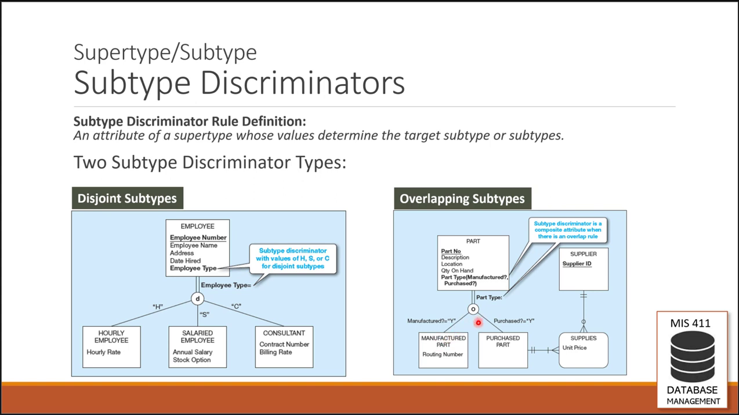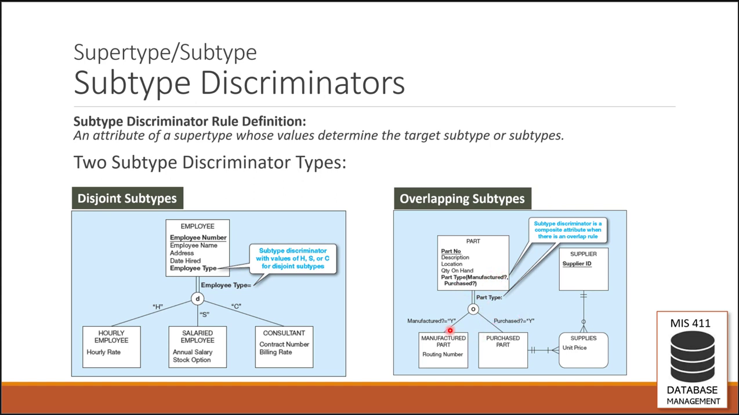So instead what we do is we create essentially a composite attribute. So here we have a simple attribute, right? Employee type. Here we have a composite attribute, right? Remember the parentheses. So what that means is there are multiple pieces to this attribute. And so each of the pieces for this attribute would be essentially a yes or no, right? So the part type here can be manufactured, yes or no, also purchased, yes or no.